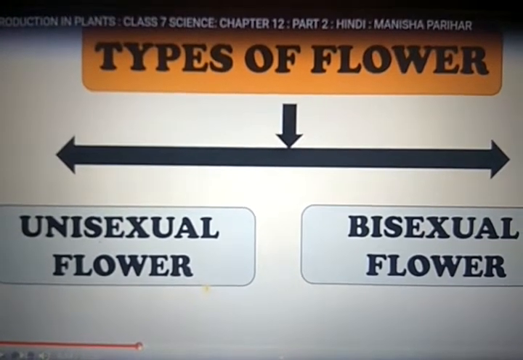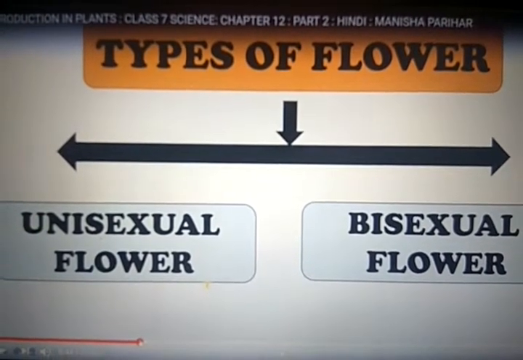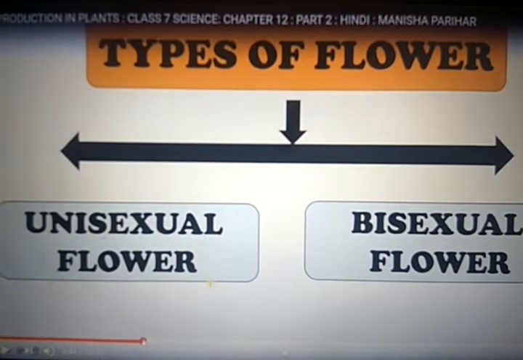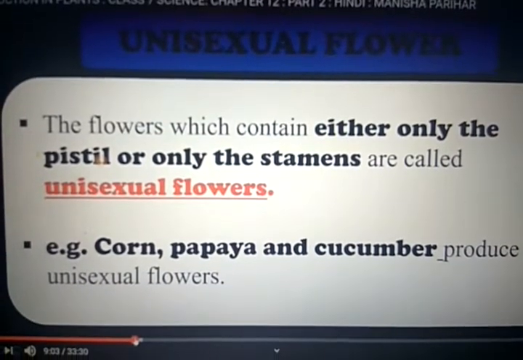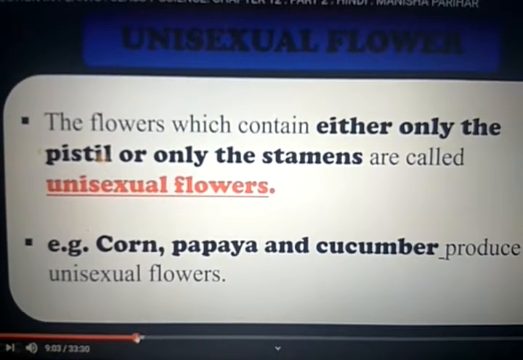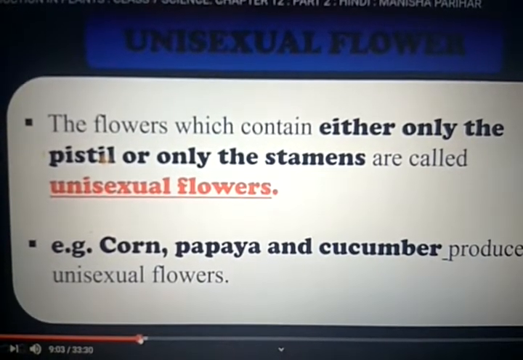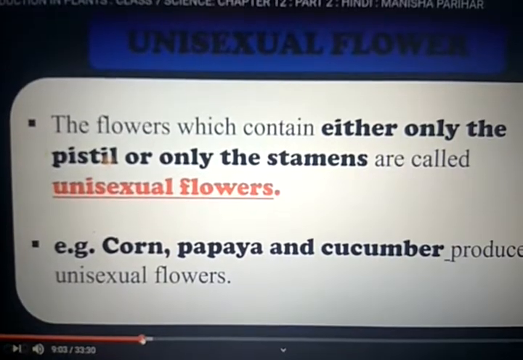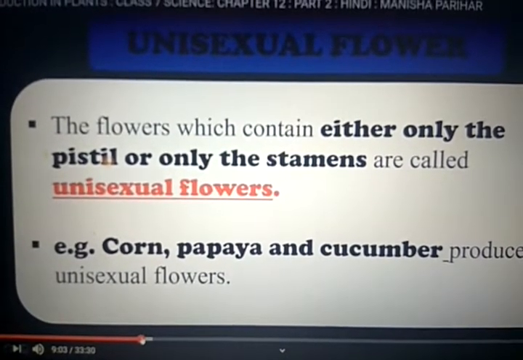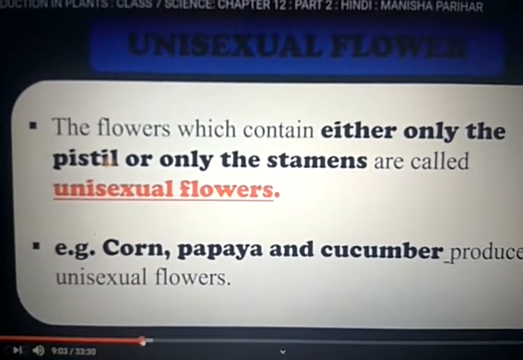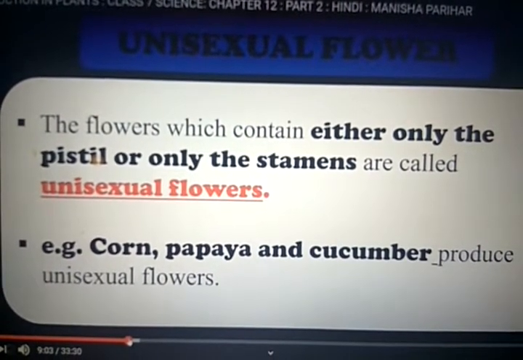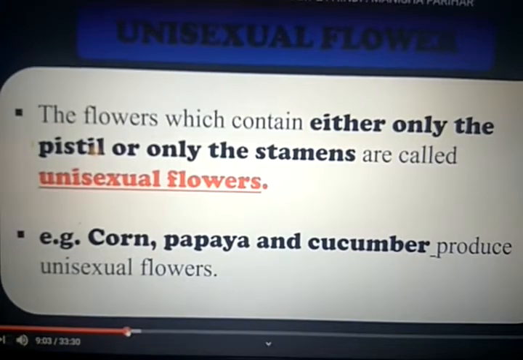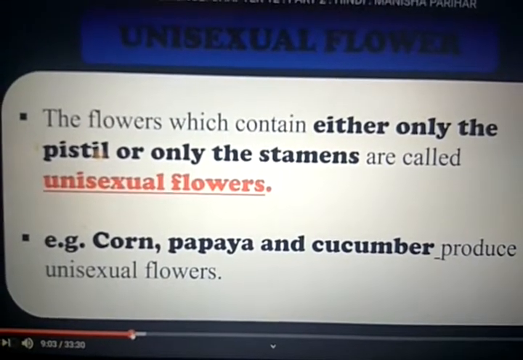Next point, types of flower. There are two types of flower, unisexual flower and bisexual flower. A unisexual flower is a flower which contains either only the pistil or only the stamen. Either pistil or stamen is there. It is a unisexual flower. Uni means one. For example, what are the examples of unisexual flowers? Corn, papaya and cucumber produce unisexual flowers.